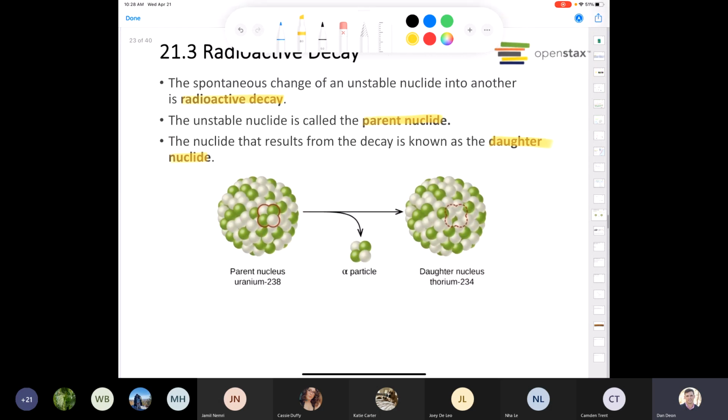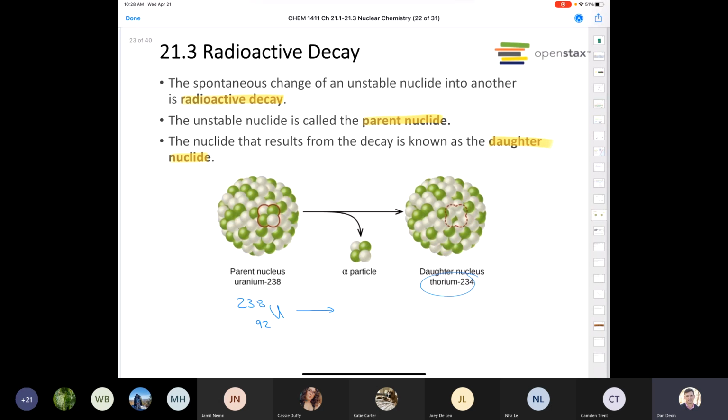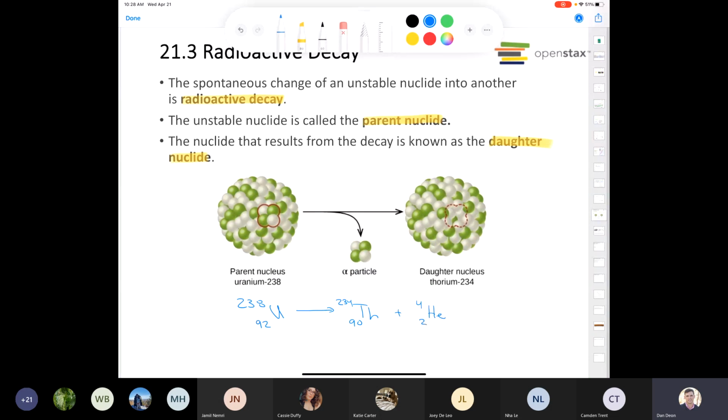Here's an example of a radioactive decay. We have uranium-238. Uranium is element number 92. It's going to undergo a radioactive decay to form thorium-234. So thorium-234 is TH234, and thorium is element 90. And of course, I'm going to liberate that alpha particle, and I can just write my alpha particle like this. So that shows my balanced nuclear equation, right?